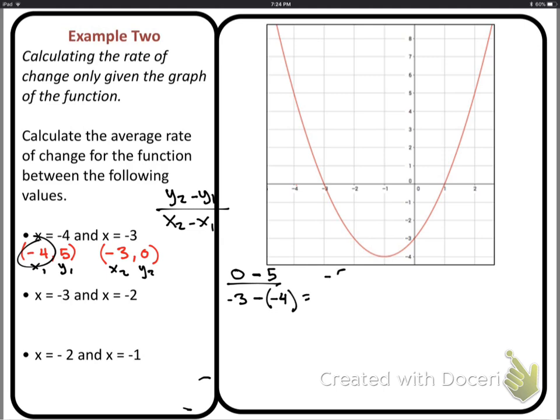0 minus 5 is -5. Over -3, this turns into a plus. Plus 4 is a 1. So our average rate of change here is -5. Right, and we look at that. 1, 2, 3, 4, down 5 over 1. That's correct.